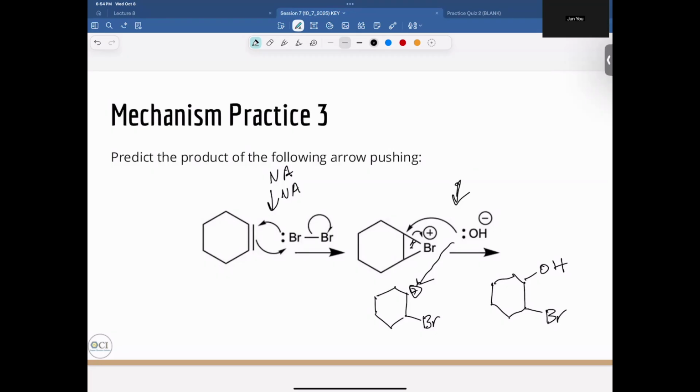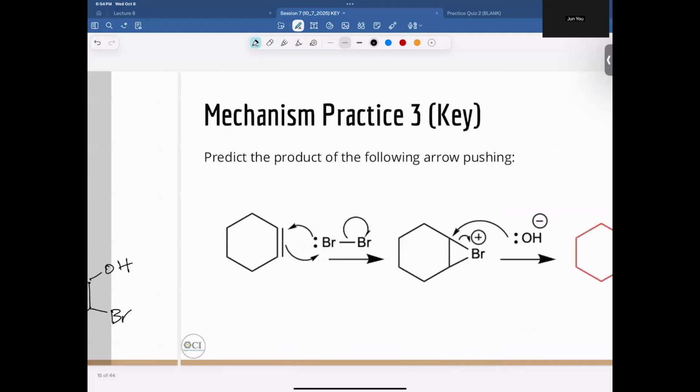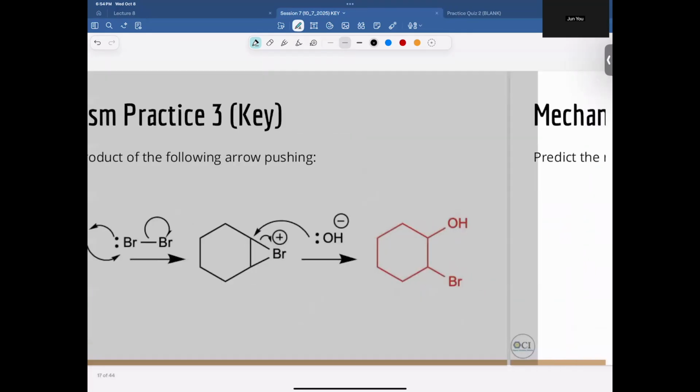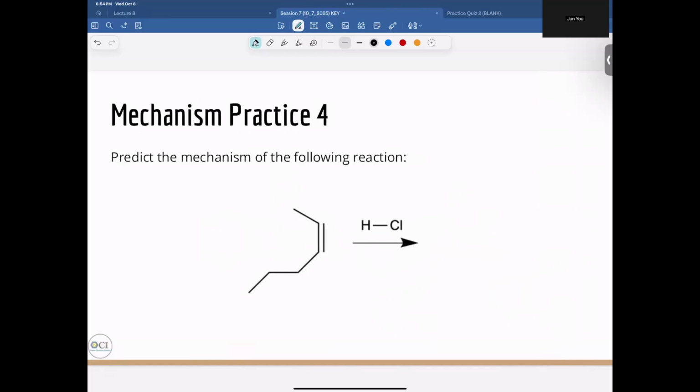You know what this is called right here? Not really. There's no proton that's being transferred, but we see that it's electron rich attacking electron deficient. So what would that be? Yes. Nucleophilic attack. All right.